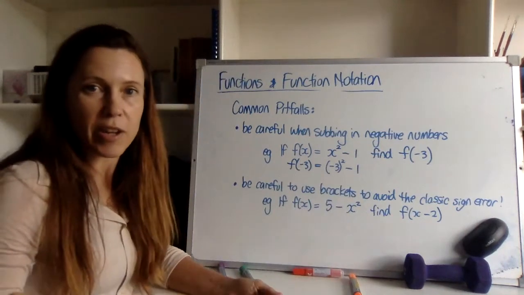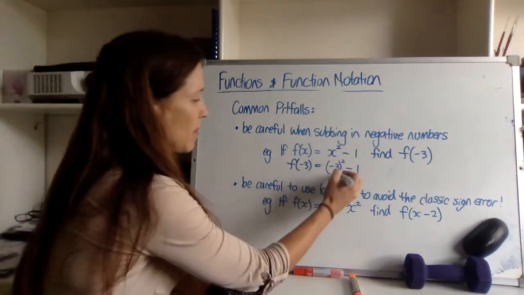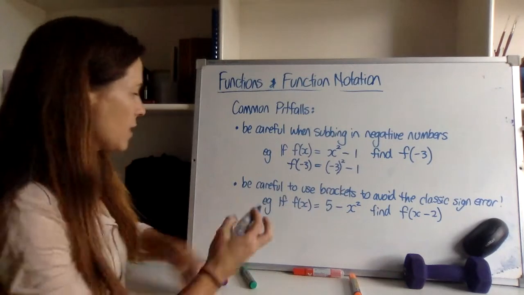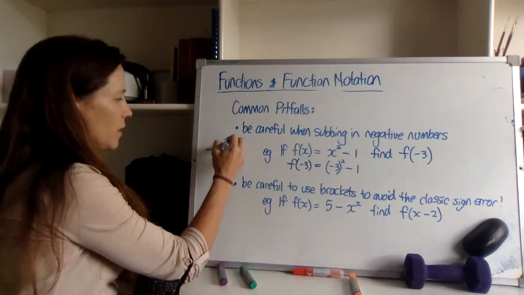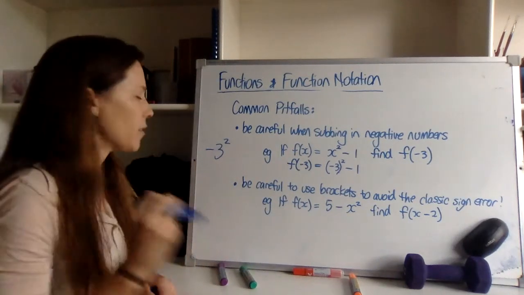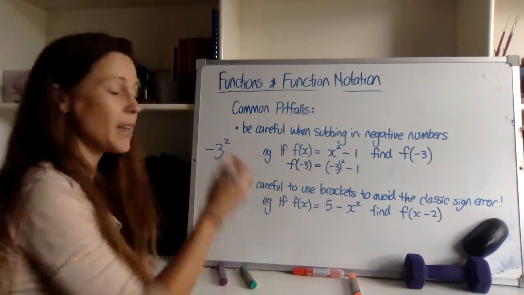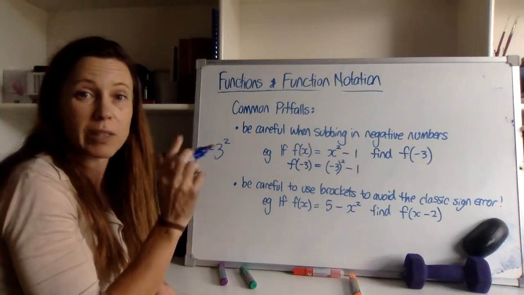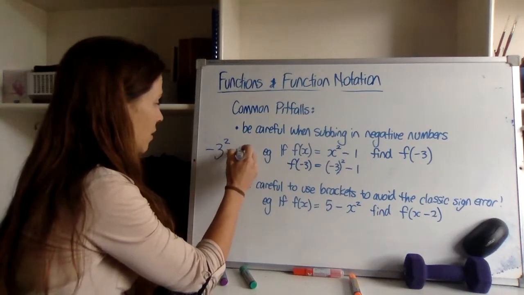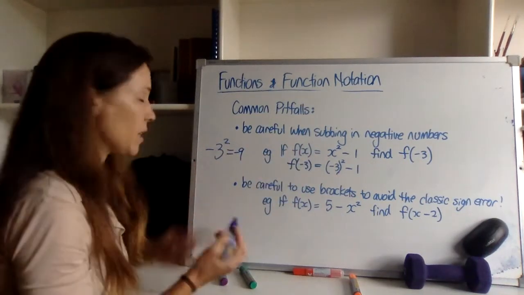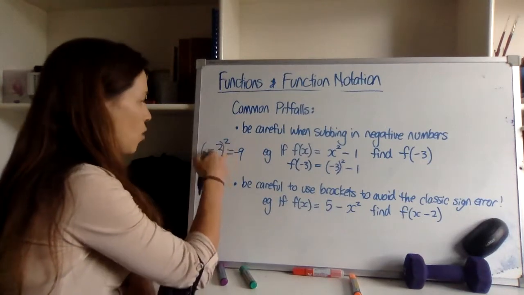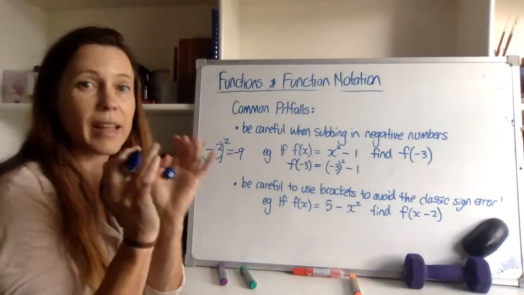Now, you can do this in your head. Your head will probably be better at it than your calculator, because we've already seen that if you put this into your calculator just like that, your calculator will square the 3, because it does indices first, and get 9. Then it will multiply by negative 1, and it will tell you that it's negative 9. Okay, now that's not what we want here, because we want negative 3 all squared, including the negative part.